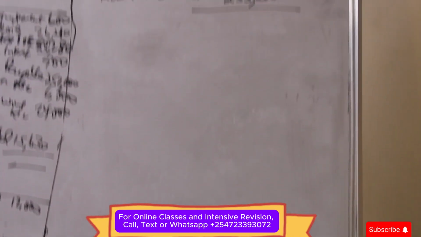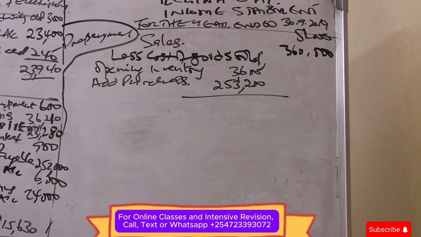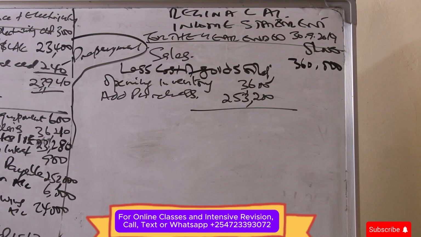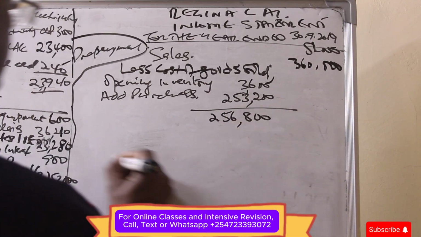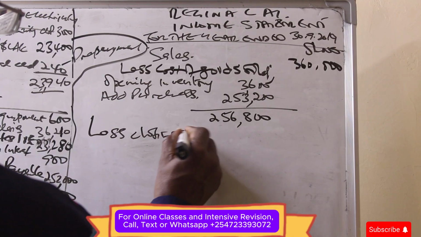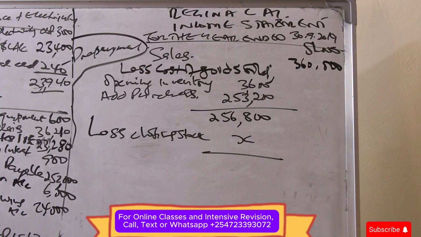Plus 253,200. You get a figure of 256,800. We say less closing stock. We don't know our closing stock.